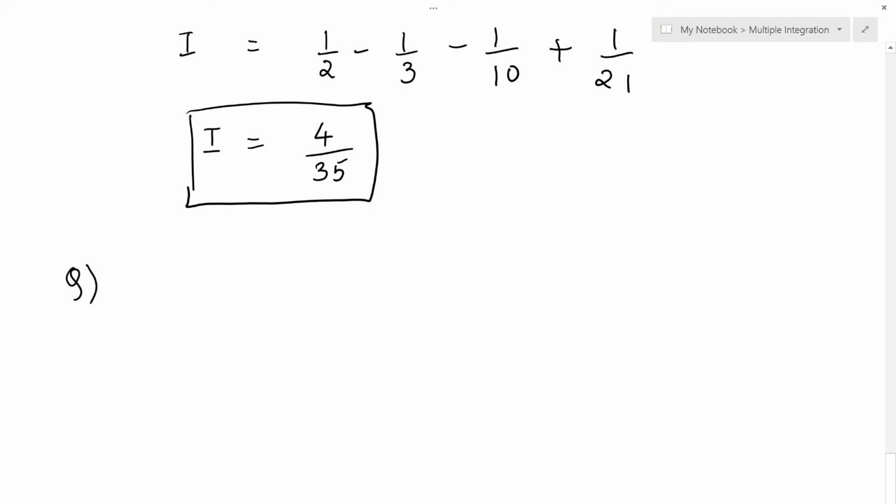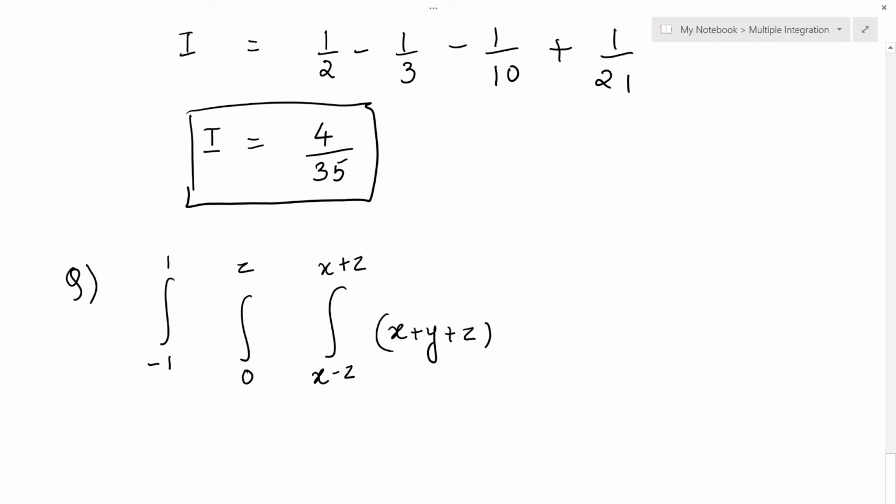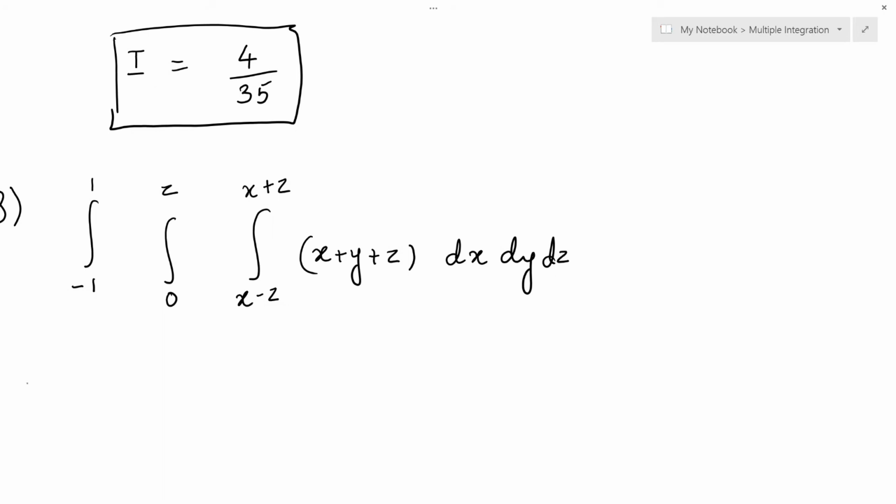Let us take the sum: minus 1 to 1, 0 to z, x minus z to x plus z, of x plus y plus z dx dy dz. Now look at the innermost limits.